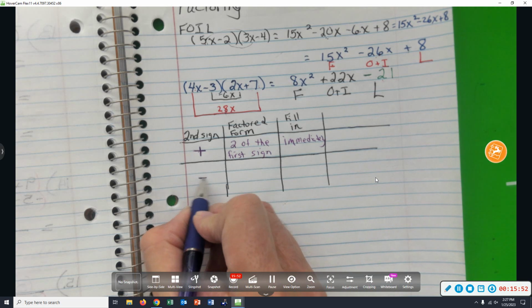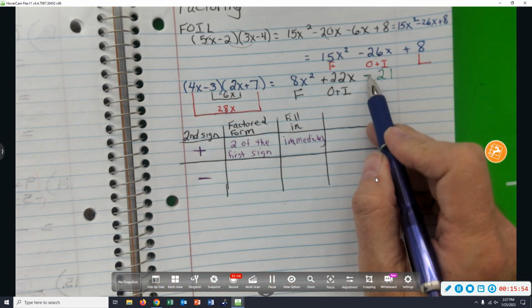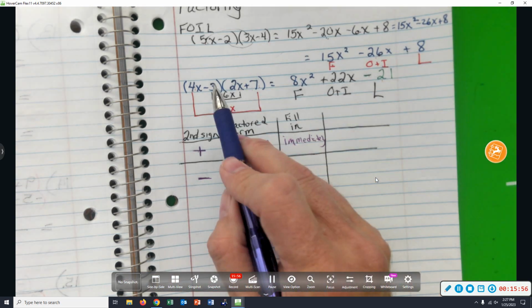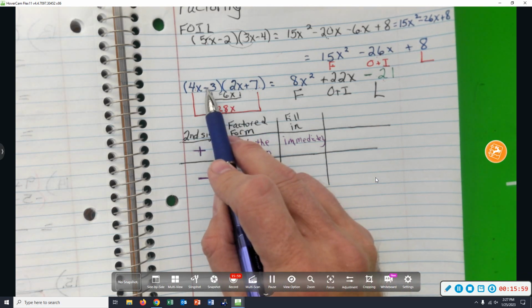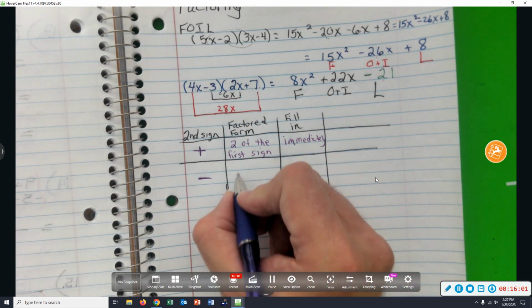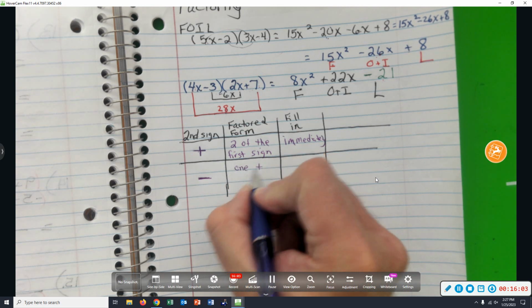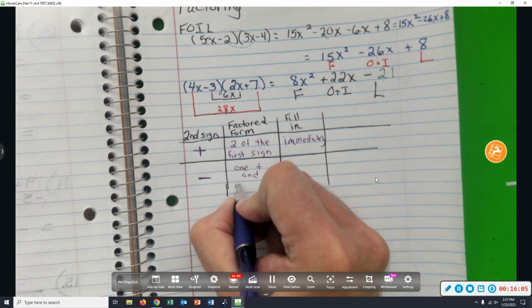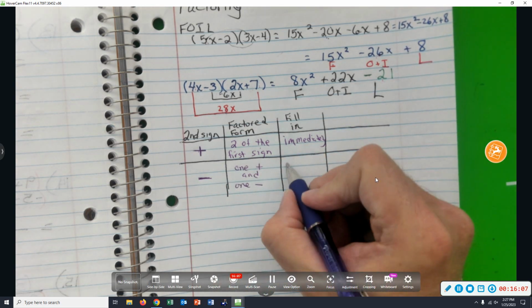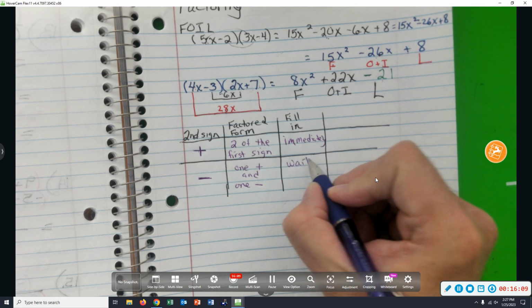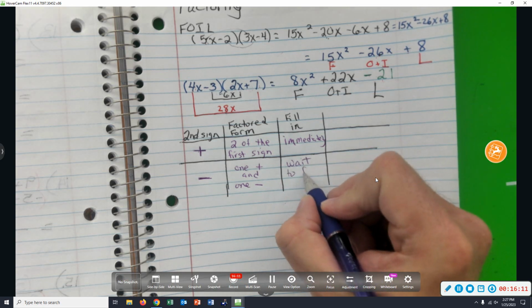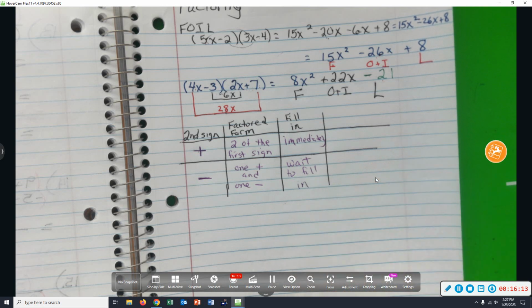If the second sign is a minus, like right here, the factored form has 1 plus and 1 minus. Wait to fill those in, because you don't know where the plus goes and where the minus goes.